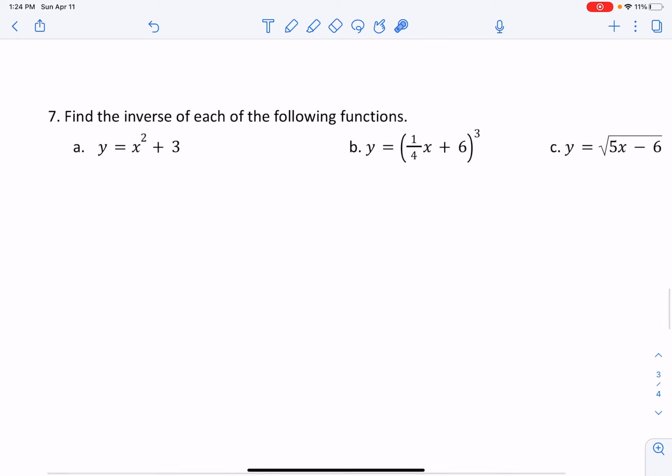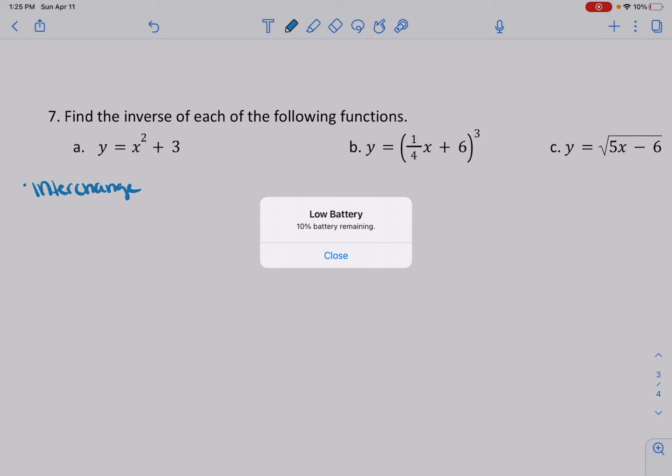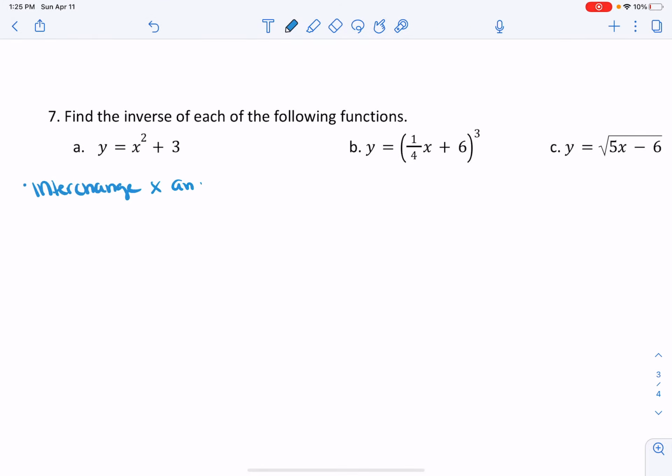Okay, so for number 7, find the inverse of the following functions. So what I'm going to do for these is solve with the new method where we're going to change x and y. So I'm going to make a little note here: interchange x and y and solve for y.